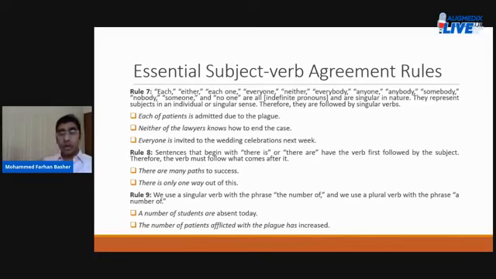Sentences that begin with there is or there are have the verb first, followed by the subject. Therefore, the verb must agree with what comes after it. Remember this. There are many sentences where we begin with the word there. Now, is there a subject? No, there is not a subject. There is just an adverb, or it could be a pronoun, but this is not the subject that the verb agrees with.